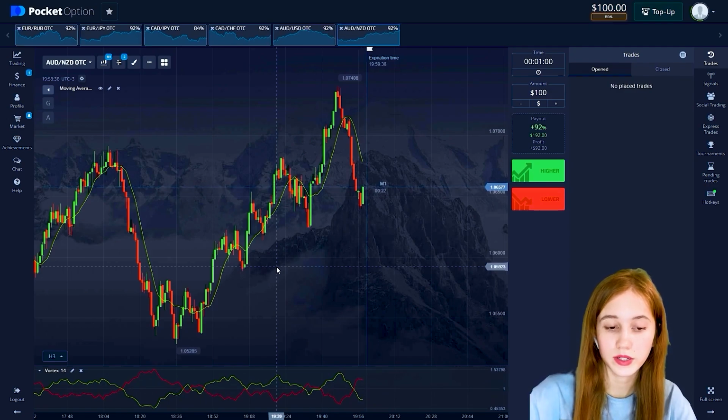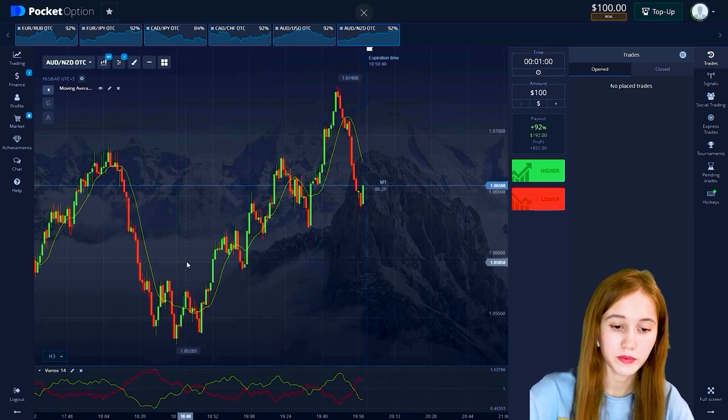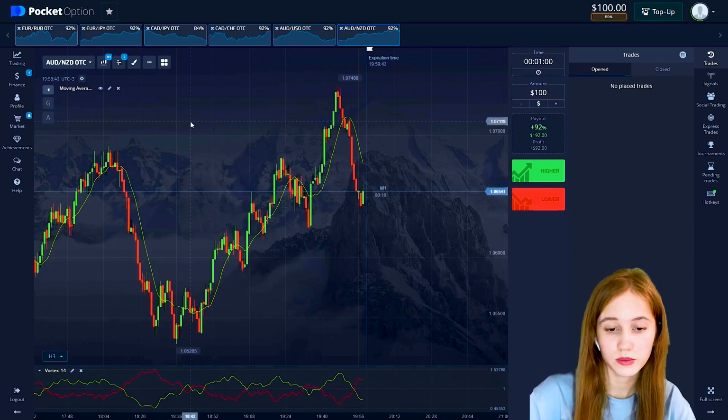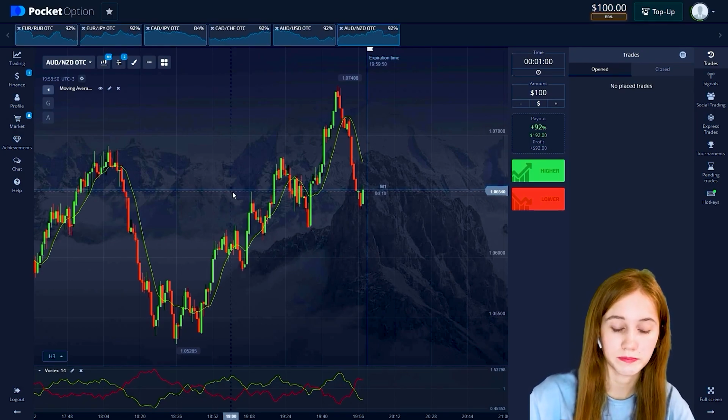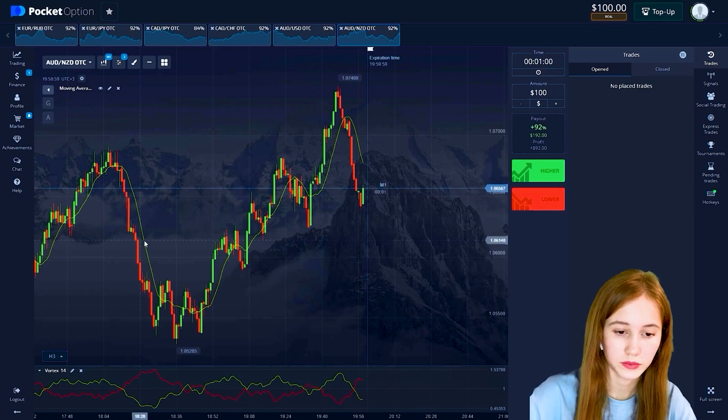The indicator works as simply as possible also. So there are two sliding ones, green and red. If red prevails, then the market is apparently going down, and vice versa. So yeah, we start our trading session.